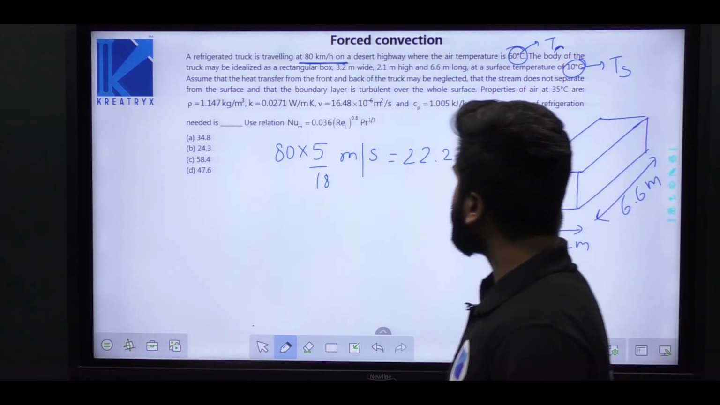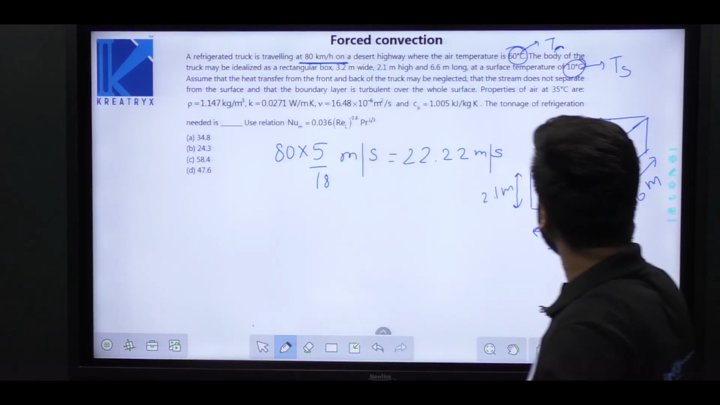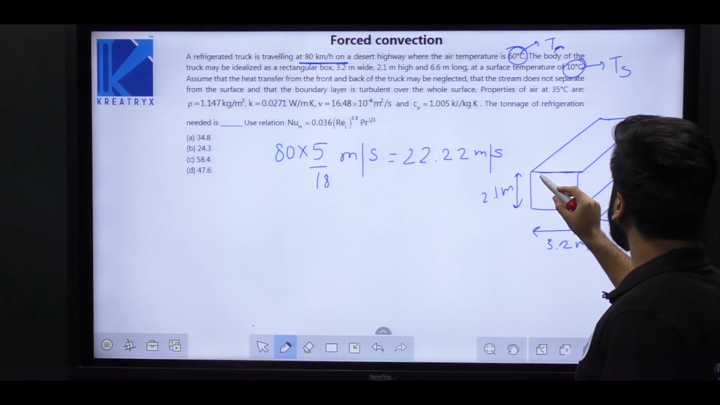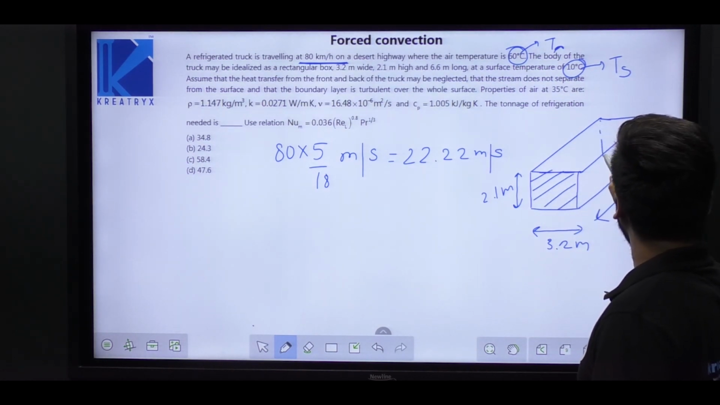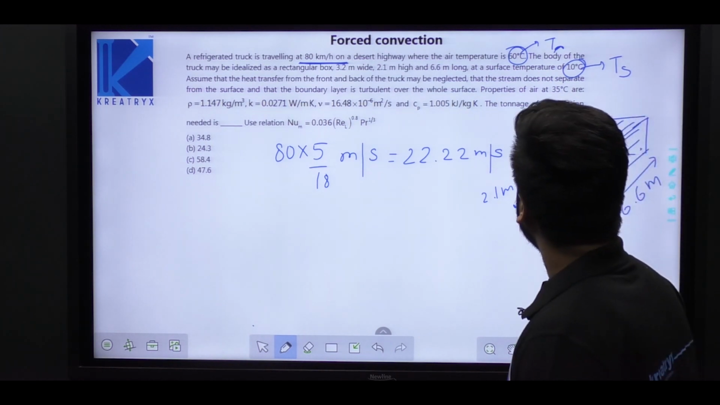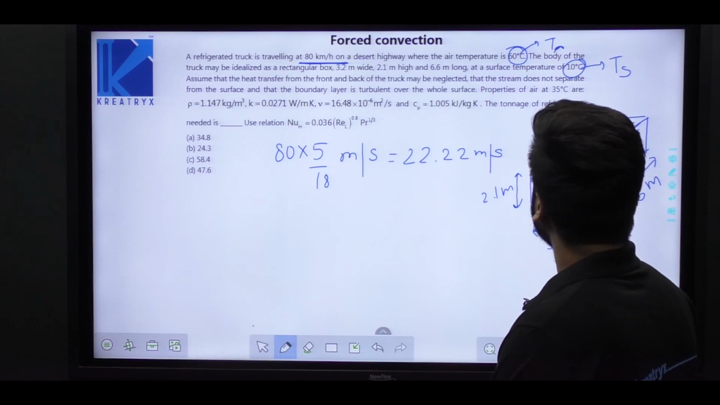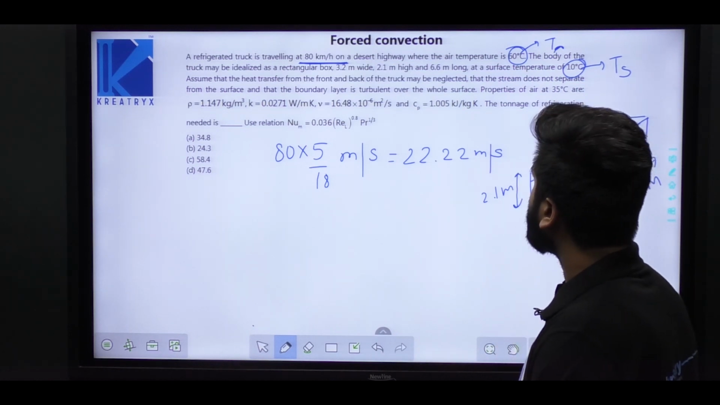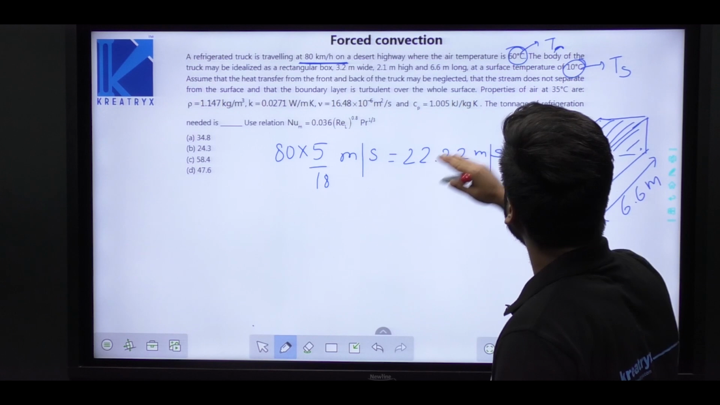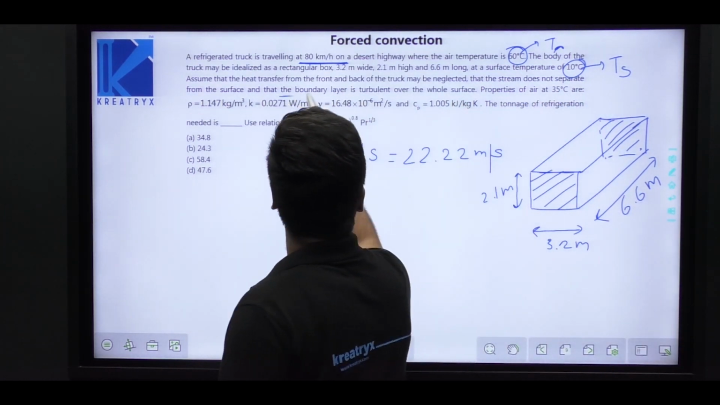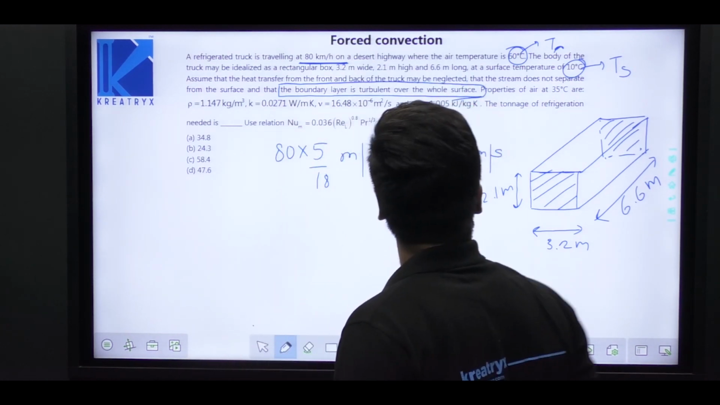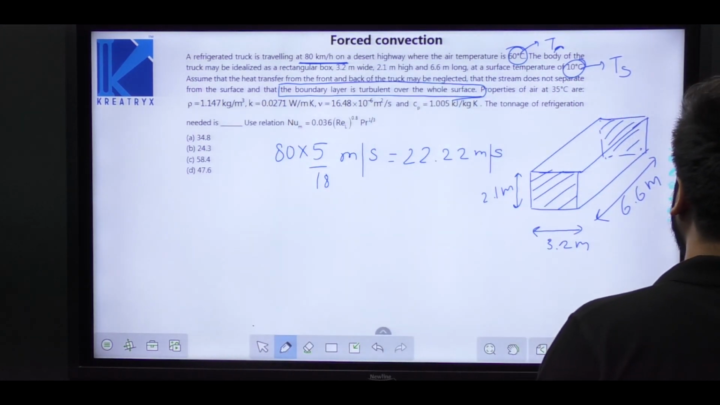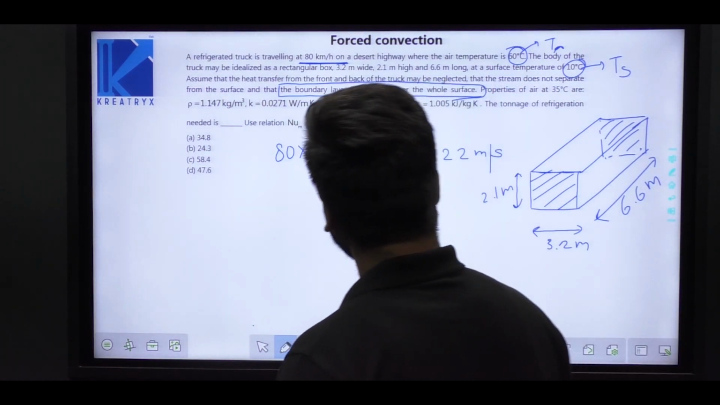Okay. Assume that the heat transfer from the front and back of the truck may be neglected. So there is no heat transfer occurring through the front and the back portion. Right. That the stream does not separate from the surface and that the boundary layer is turbulent over the whole surface. This is given in the question. So properties of air at 35 degrees Celsius are given to you.